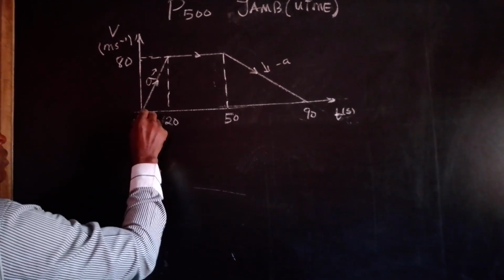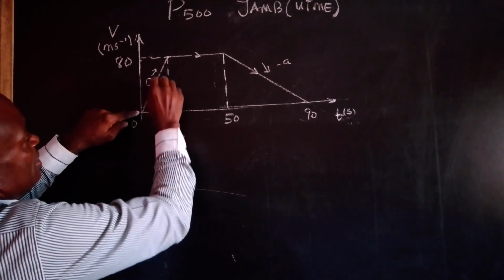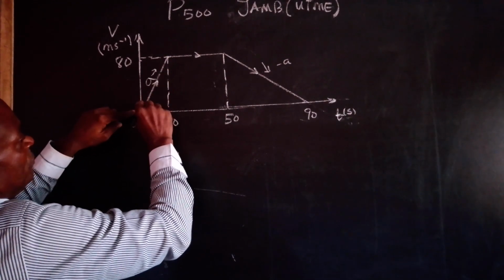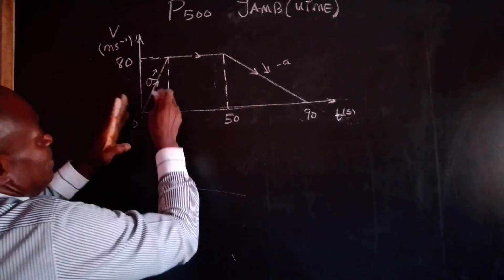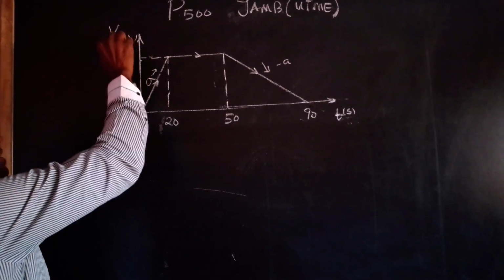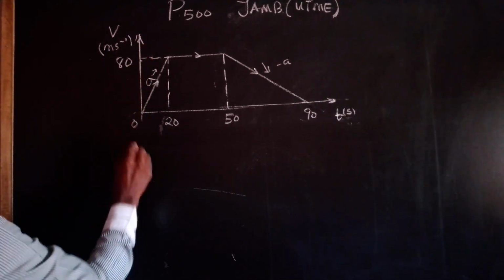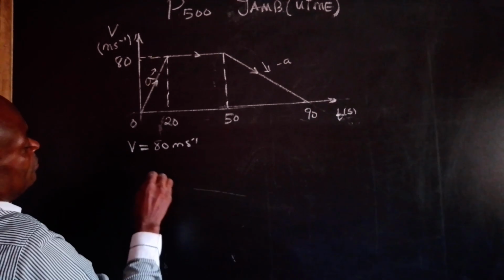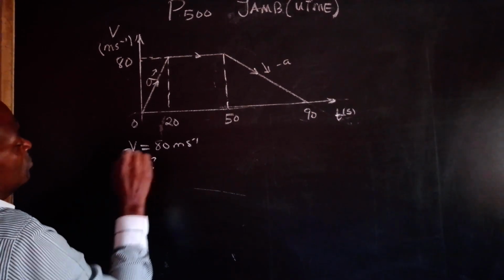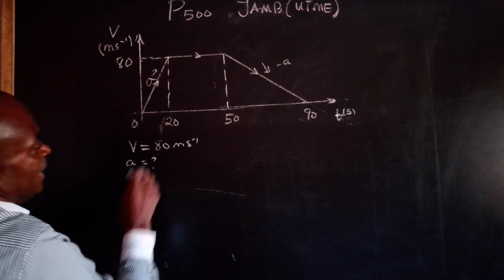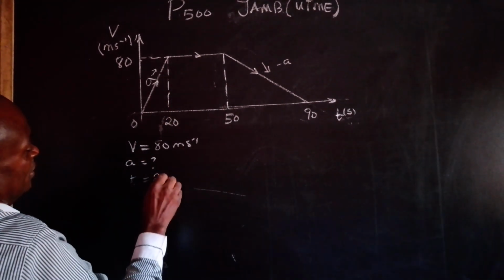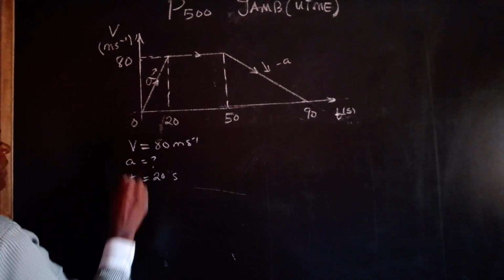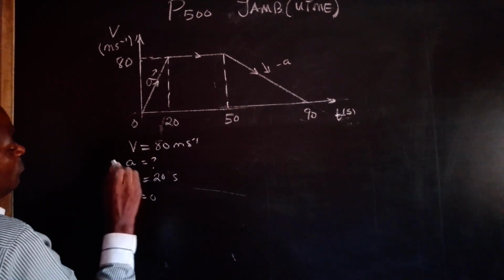From 0 to 20 seconds, the body accelerates. So the time frame of acceleration is from 0 to 20 seconds, and the maximum velocity it attained is 80 meters per second, as you can see in the graph. So the maximum velocity, which is the final velocity, is equal to 80 meters per second. Acceleration is what we want to find. The time frame within this acceleration is 20 seconds. Of course, because it begins from rest, the initial velocity is equal to 0.